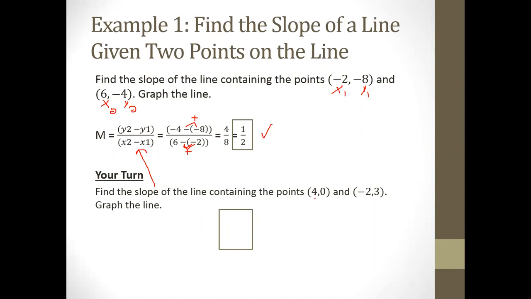All right, now you've had a chance to try the example. You should label your points x sub 1, y sub 1, and x sub 2, y sub 2, and then substitute those values into the formula. Y sub 2 minus y sub 1 gives us 3 minus 0 in the numerator. X sub 2 minus x sub 1 gives us -2 minus 4 in the denominator. 3 divided by -6 gives us -1/2.